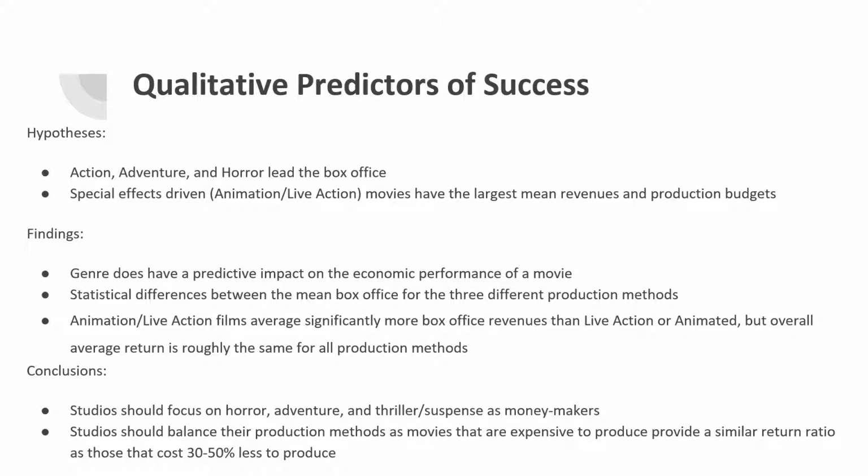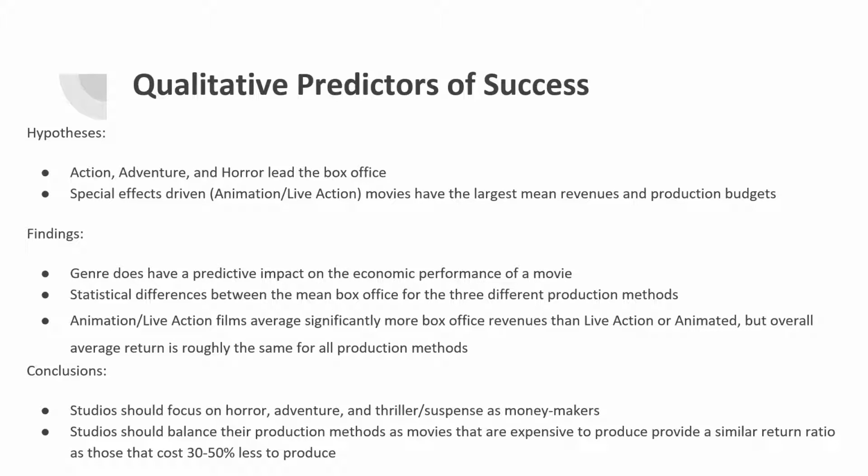We did find that genre does have a predictive impact on the economics of a movie, but that horror, adventure, and thriller suspense movies were the leading moneymakers, not action movies, which actually fell behind others in life.